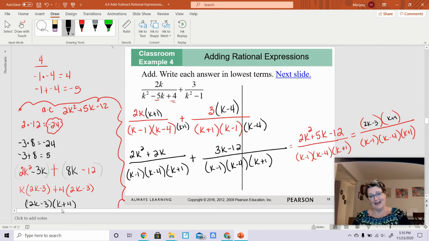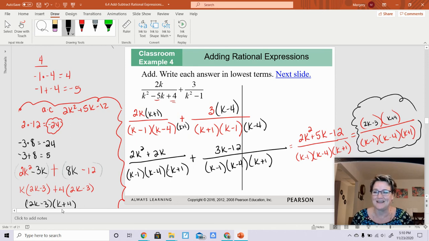Now, here's the sad part. All of that work, and there is nothing I can do to cancel anything out. I can't. There's nothing for me to do. There's nothing that's up here in the numerator that's down here in the denominator. Even though I have a k plus 4 and a k minus 4, it does nothing for me. So your answer is all of this.